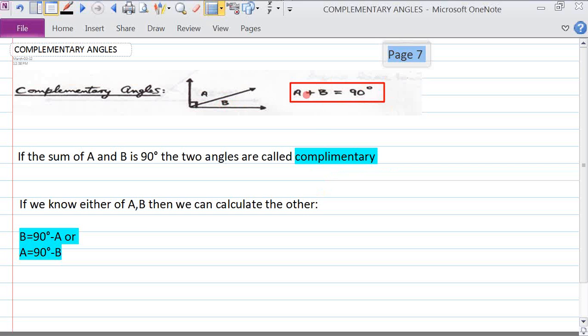So essentially there are 2 variables here. We know one of them, and we can calculate the other. So B is 90 minus A, or A is 90 minus B. For example, if I knew this was 50, B would have to be 90 minus 50, or 40. The sum of the 2 would have to equal 90.